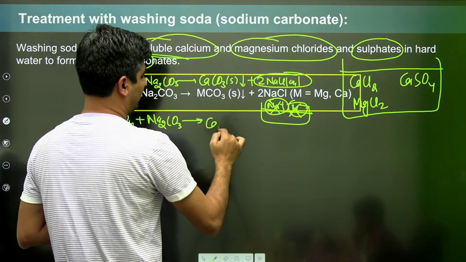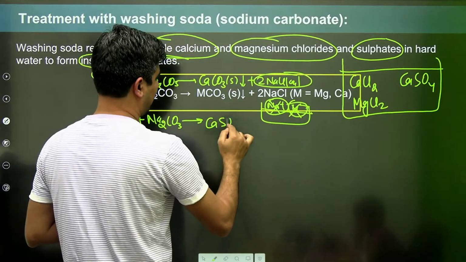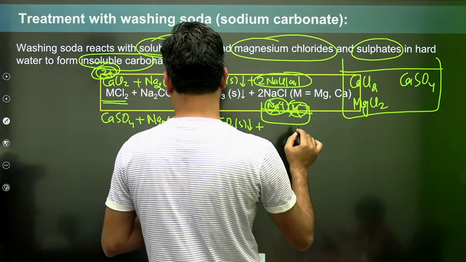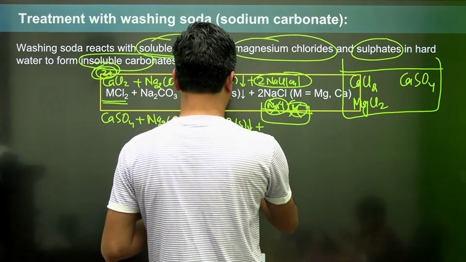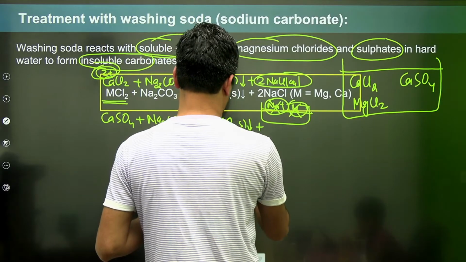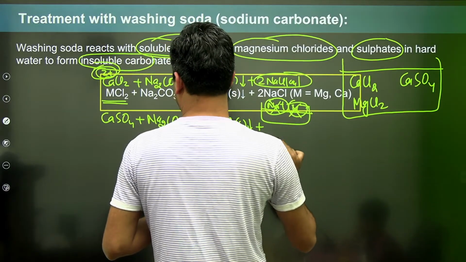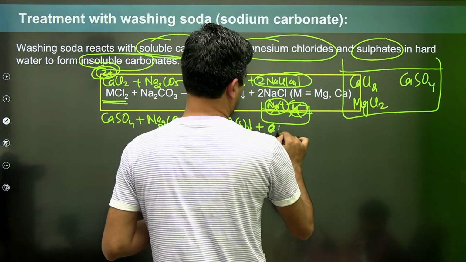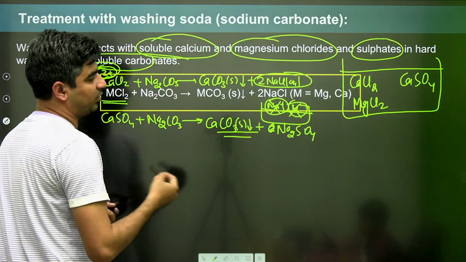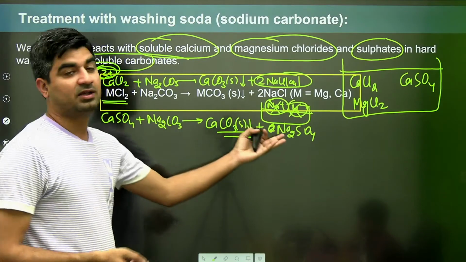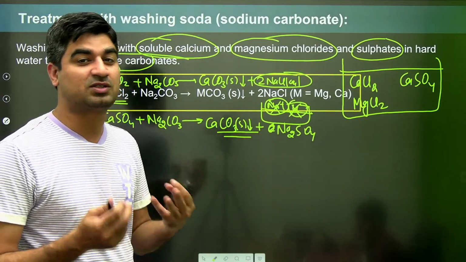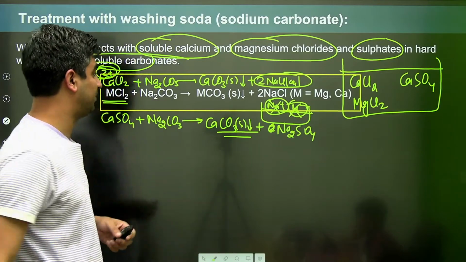So it is going to give you CaSO4, sorry, CaCO3 plus Na2SO4. So again it will precipitate out and you will have Na+ ion. So Na+ ion will not cause hardness. So you have replaced Mg2+ and Ca2+ with Na+.